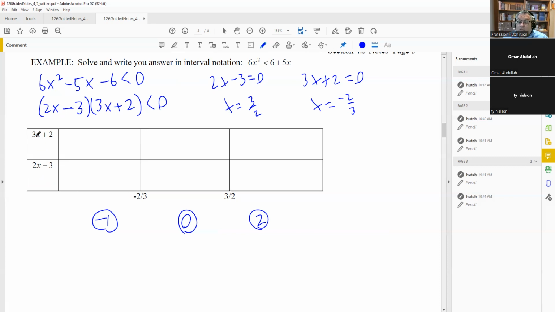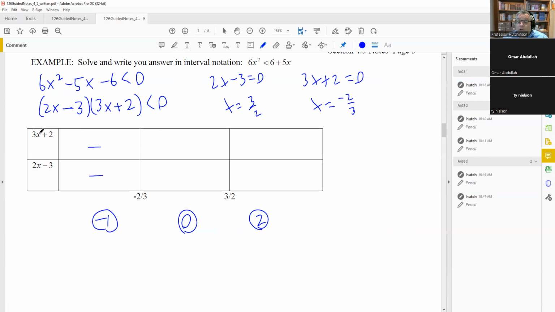All right, 3 times -1 is -3 plus 2. I just get a negative number. I don't care about the number itself. I just care about whether it's positive or negative. So a minus. Negative into here. 2 times -1 is -2 minus 3. That's a negative number as well.